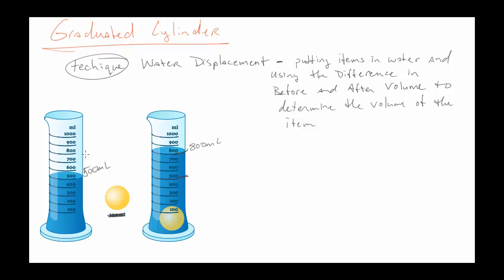So if this is my volume 1 and this is my volume 2, then you have to understand that difference tells us to subtract. So volume 2 minus volume 1 would equal the volume of the ball if we didn't know what it was to start with. Now my question for you at this point, ladies and gents, is if I put a second ball into the graduated cylinder, could I figure out its volume?